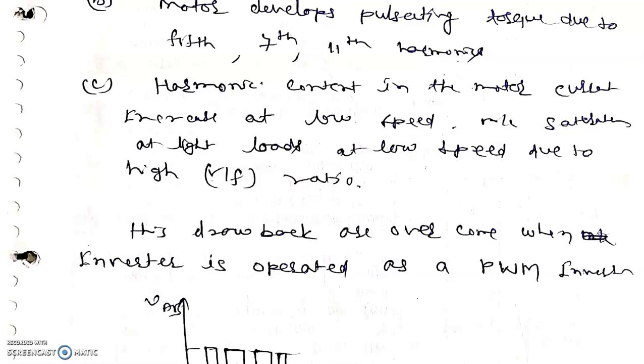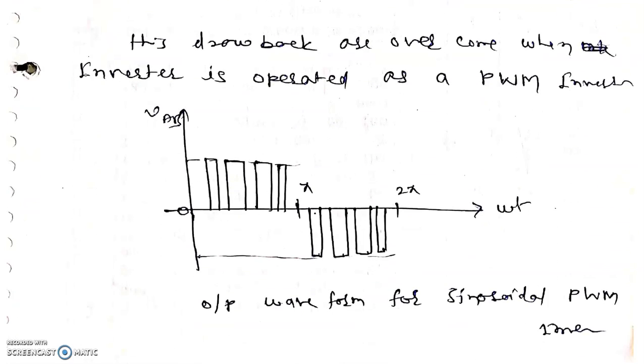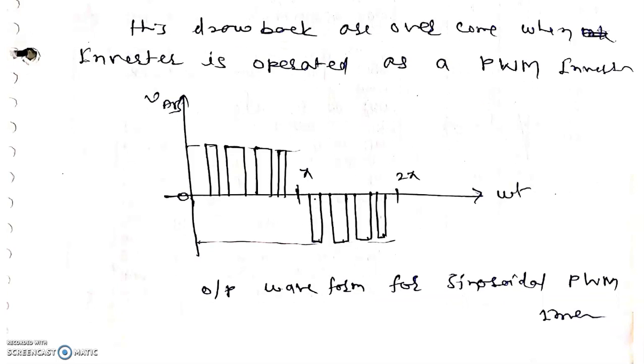This drawback of the step wave inverter can be overcome when the inverter is operated as a PWM inverter. This is the output waveform of the PWM inverter. The circuit and other details I have already discussed and you have already studied in the previous semester. We have just considered the waveform of the PWM inverter. This is the modulated output waveform of the sinusoidal PWM inverter.